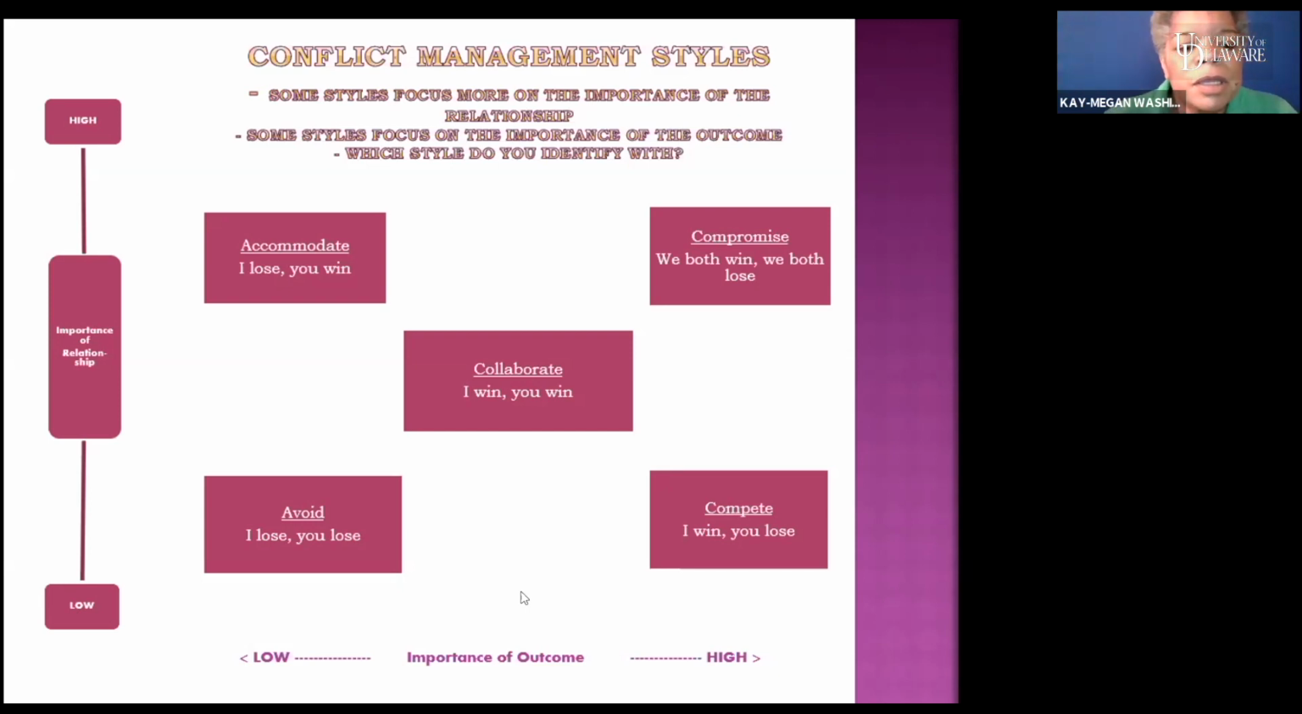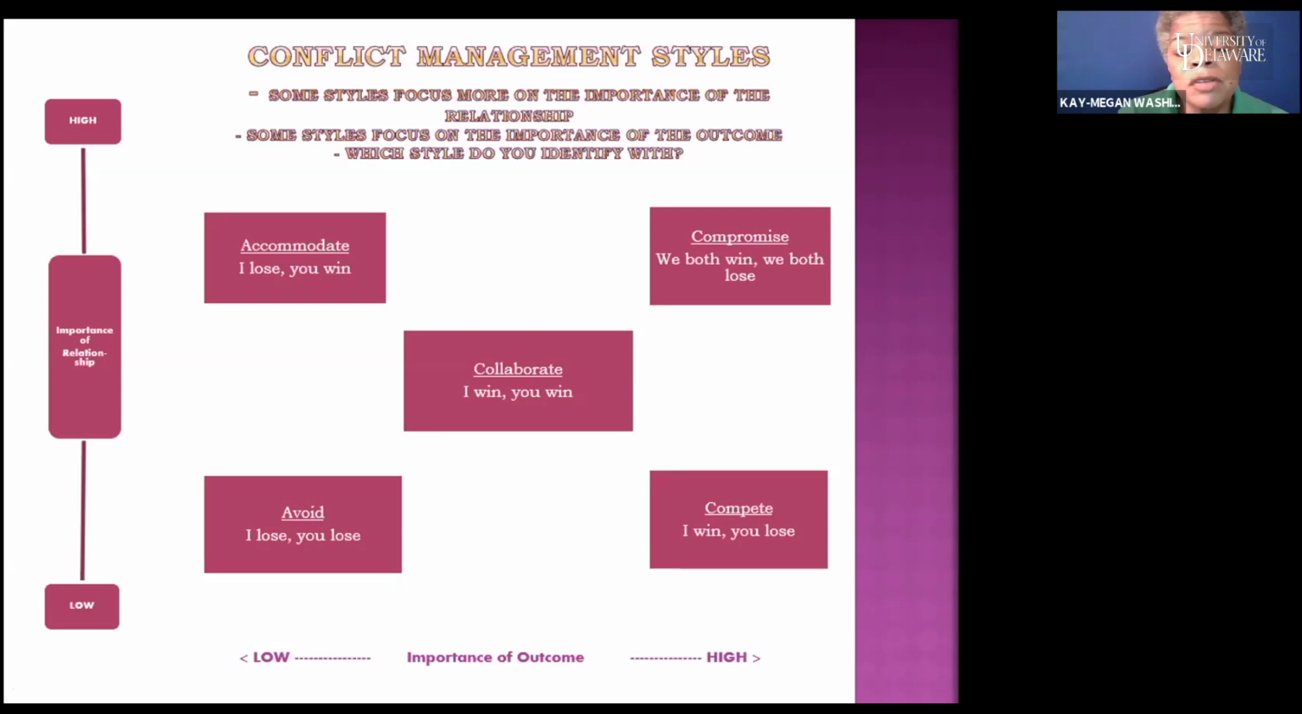If the importance of the relationship is low, like the two ladies in the parking lot, and the importance of the outcome is also low, which it was, but they didn't see it that way, then you might just avoid it. Everybody loses. I lose, you lose. We break even. If the importance of the relationship is high and the importance of the outcome is high, then maybe you compromise. We both win, we both lose.